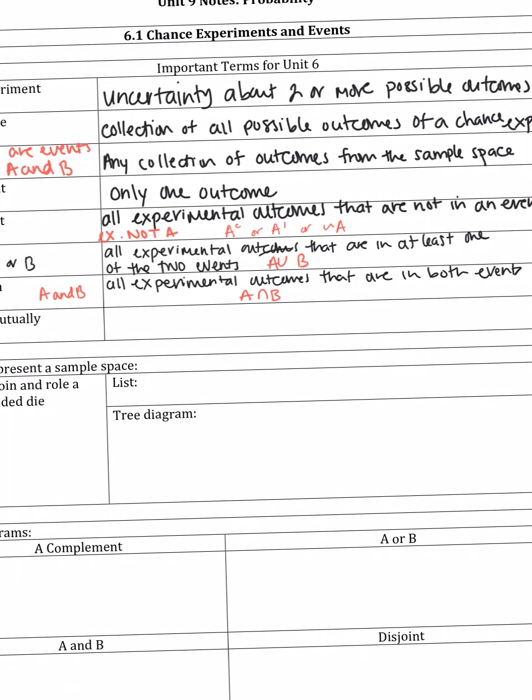Disjoint or mutually exclusive events, they mean the same thing, is when events have no common outcomes.